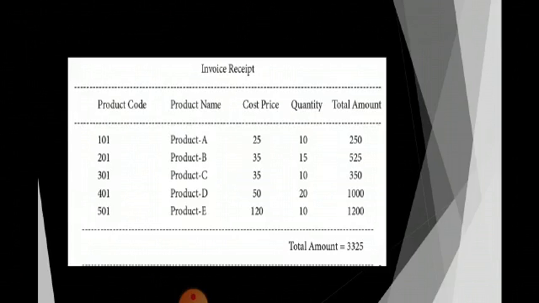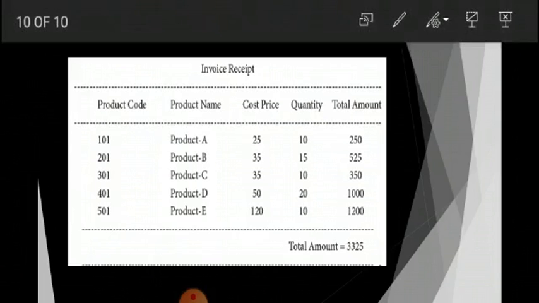So you just multiply these two things: the cost price of each product into the number of products you purchased. 10 products you purchased, so 25 into 10, we get the total amount 250. Like that, it finds the total amount for each and every product. For product B, 15 items are purchased, so we multiply these two things and get the total 525.